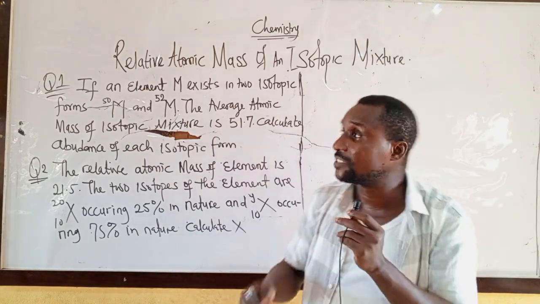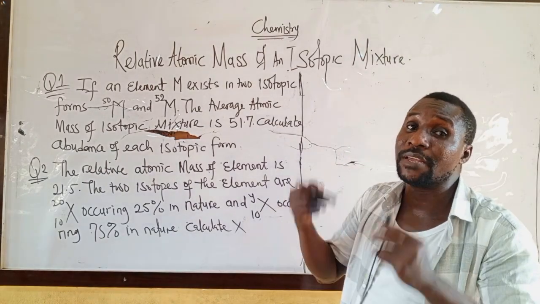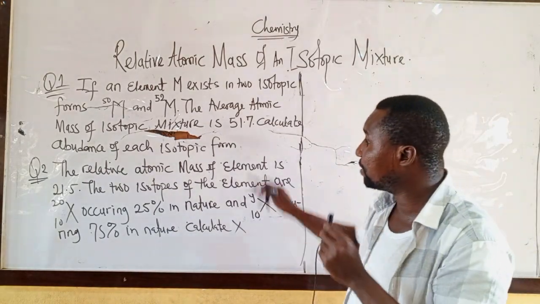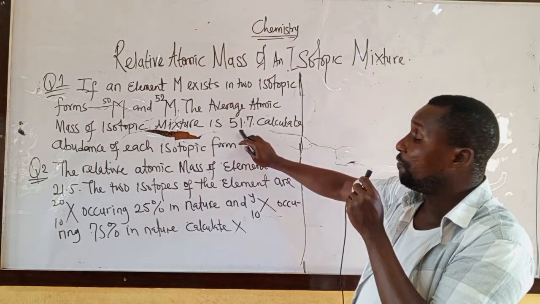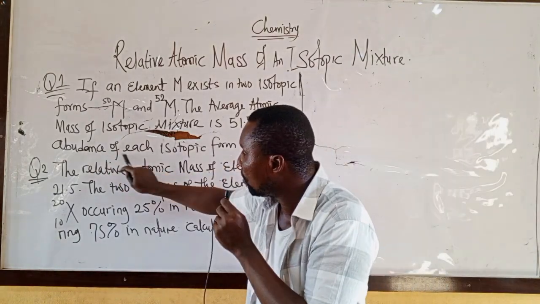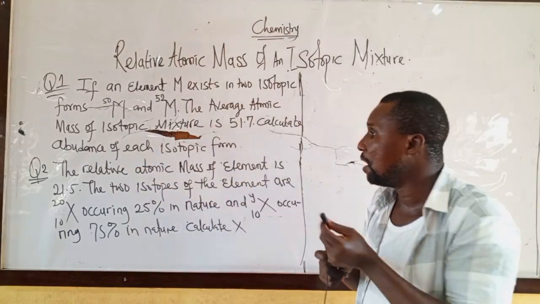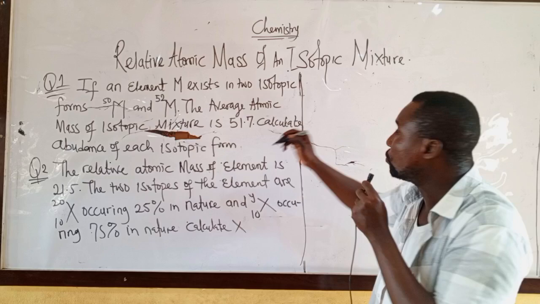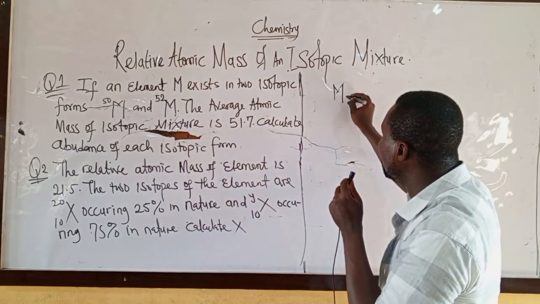Average atomic mass means what? Relative atomic mass. Take note. Average atomic mass means relative atomic mass, and it is given as 51.7. The question now says calculate the abundance of each isotopic form. Take note of that.